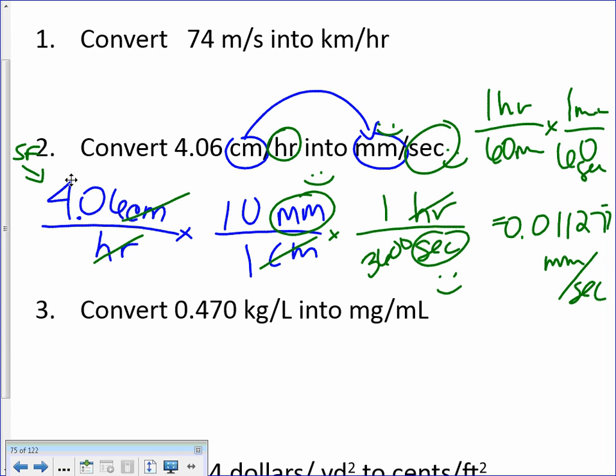So how many sig figs are here? 3, so that should be rounded to what? 0.013. Right, because that 0 in the front is a leading 0. Does it count as a sig fig? Okay, so 113 millimeters per second. Okay.